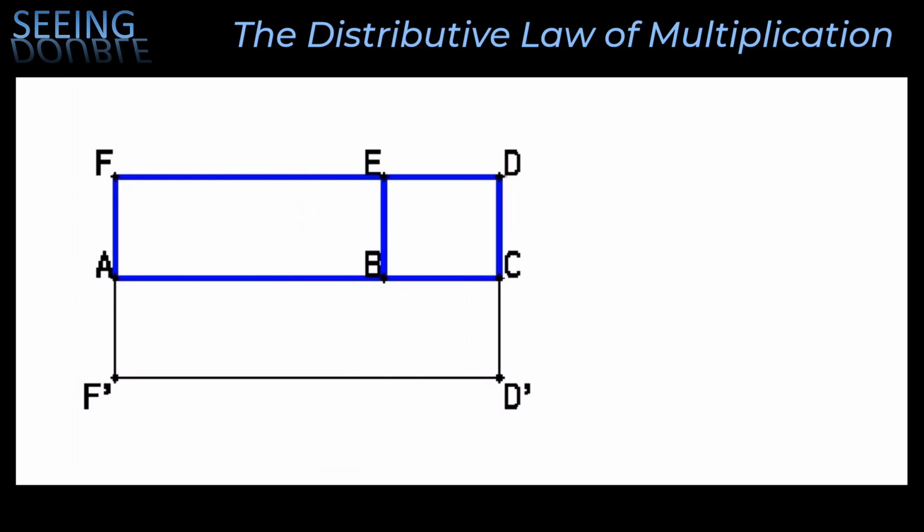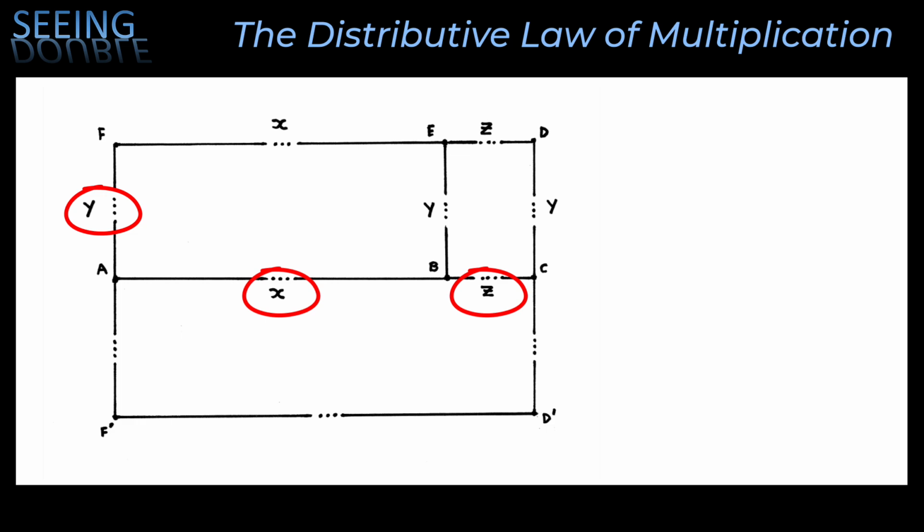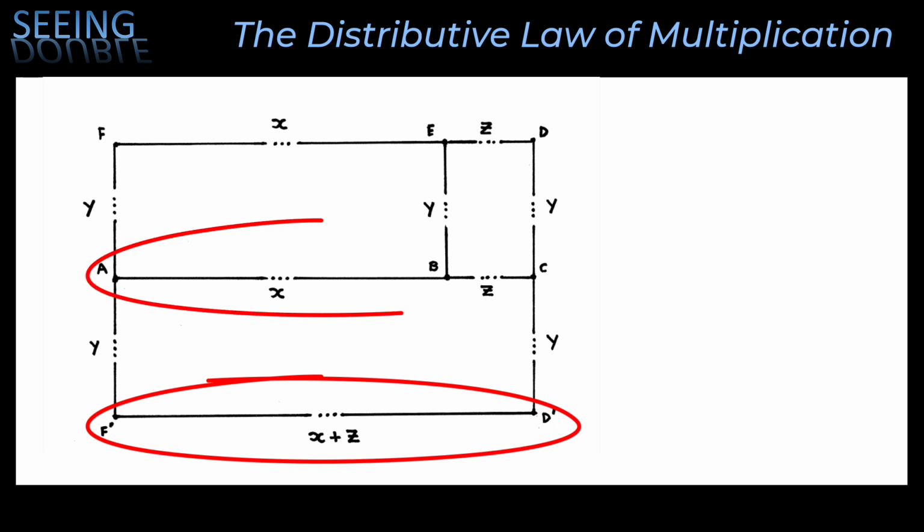How did you go, capturing all that variation? I used 3 variables, x, y and z, because there seemed to be 3 lengths that varied in 3 different ways. Based on those variables, the line segment D''F' has a length of x plus z, as its varying length is always equal to the sum of the varying lengths of AB, represented by x, and BC, represented by z. Did you have something similar?